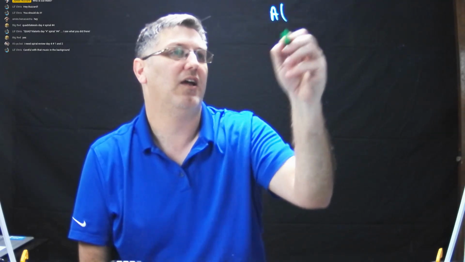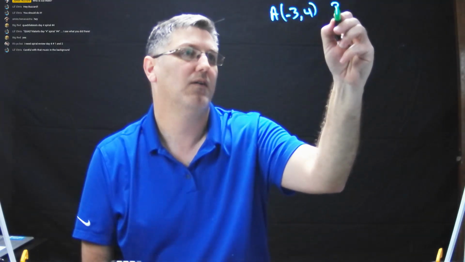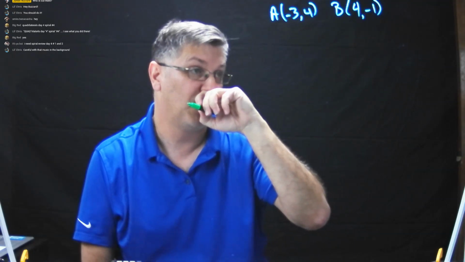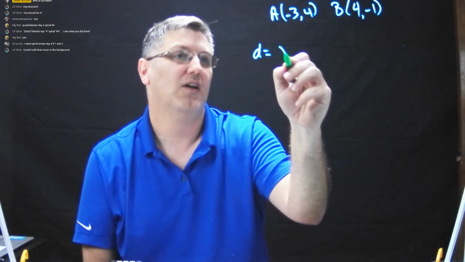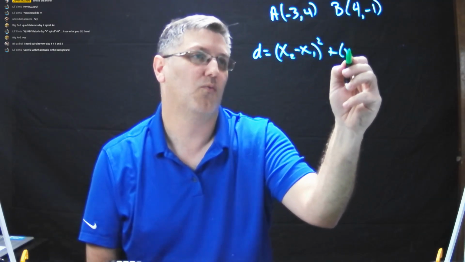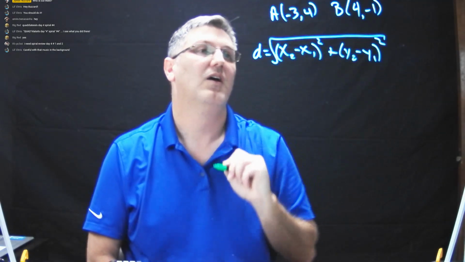All right, so we want number 2. It says find the exact distance and midpoint between points A and B from the previous question. All right, so my point A is negative 3 comma 4, and B is 4 comma 1. All right, so let's do the distance first. We need to know my distance formula, which is going to be x sub 2 minus x sub 1 squared plus y sub 2 minus y sub 1 squared. And of course, we're going to take the square root of the whole thing.